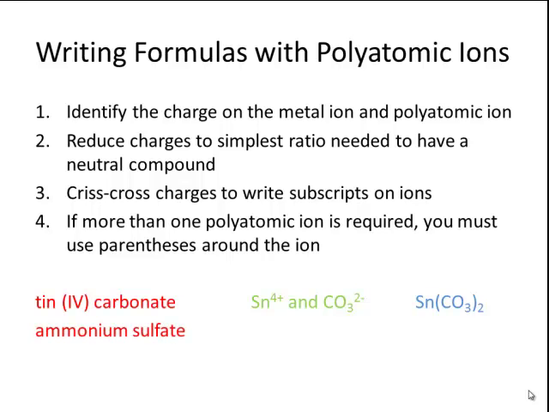Here's another example with ammonium sulfate. First I have to identify the charges on the metal ions and the polyatomic ions. Now this particular example doesn't have a metal, but ammonium and sulfate are both polyatomic ions. Ammonium has a charge of +1, and sulfate has a charge of -2. I reduce those charges to the simplest ratio needed. In this case, they're already in that lowest form. Then I crisscross those charges, so I'll need 2 ammoniums and 1 sulfate.